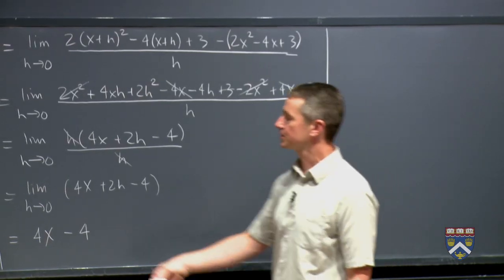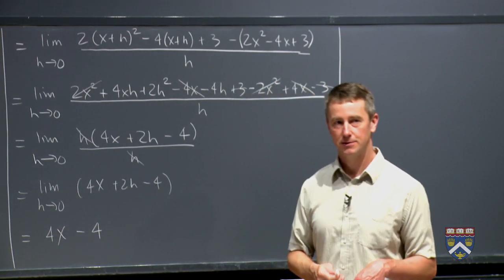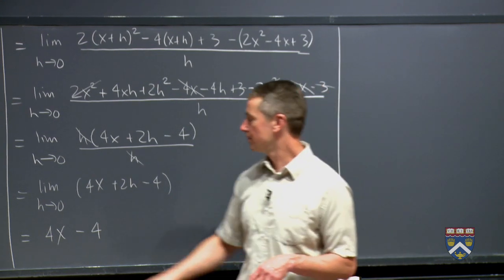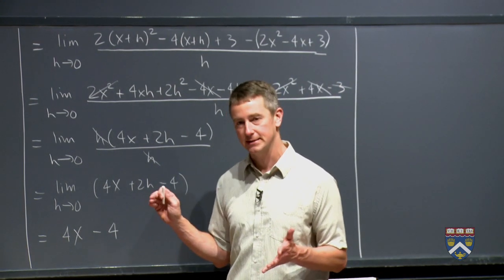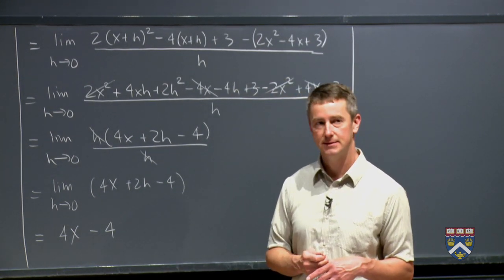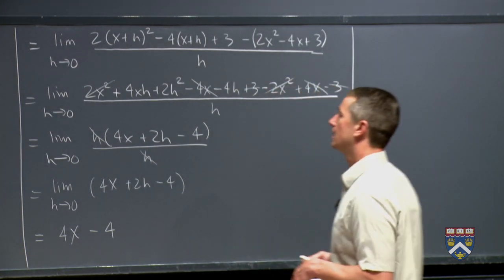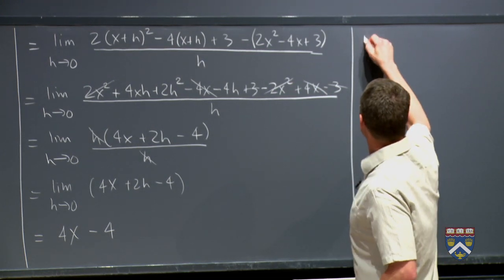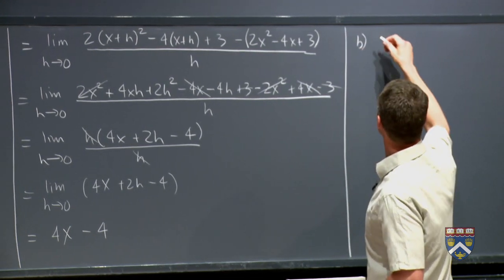So that will tell us the slope at any x value we want. So if you plugged in 5, 4 times 5 minus 4 is 16. So that tells you the slope of this curve at x equals 5 is 16. Now let's use this definition to do something interesting, maybe interesting.